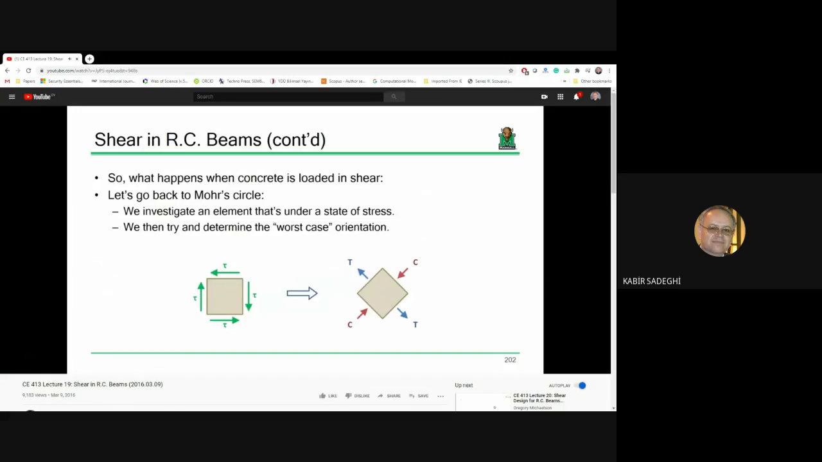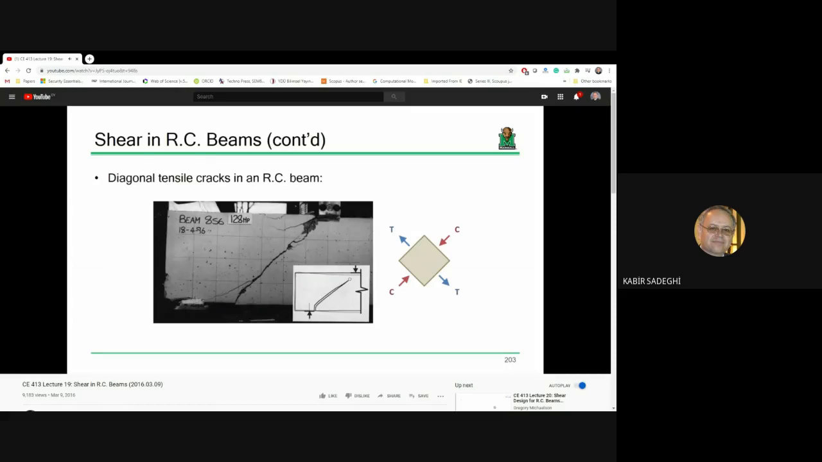If you have a stress state that is under pure shear and you calculate your principal stresses, you will find two things. One, your principal stresses are equal and opposite, so you'll have some amount of tension and some amount of compression. And two, when you look at that orientation, that rotation, it's at a 45-degree angle. Now, why the heck does that matter?